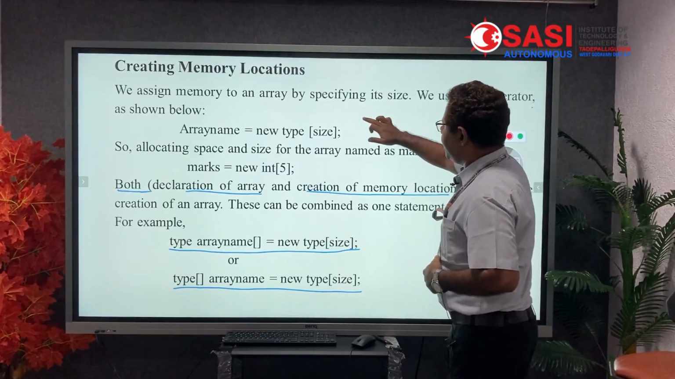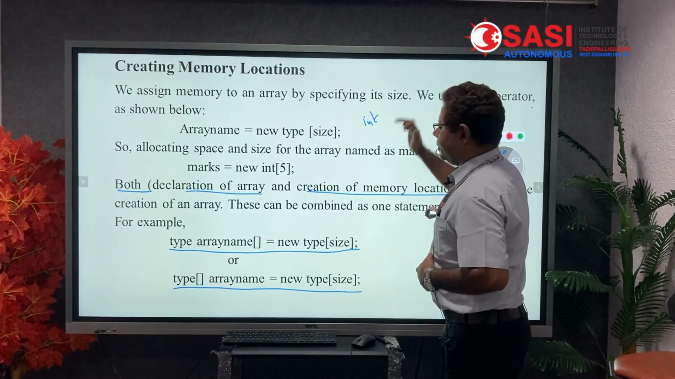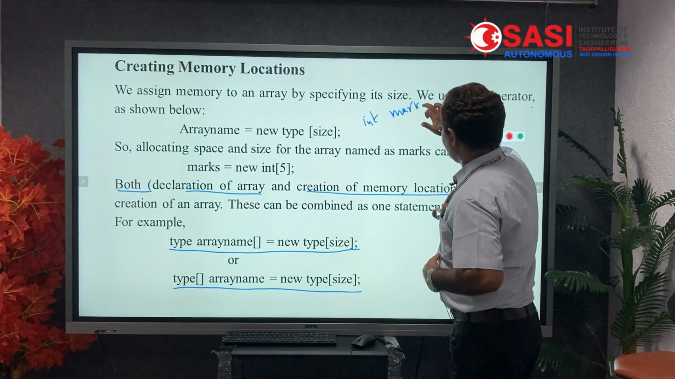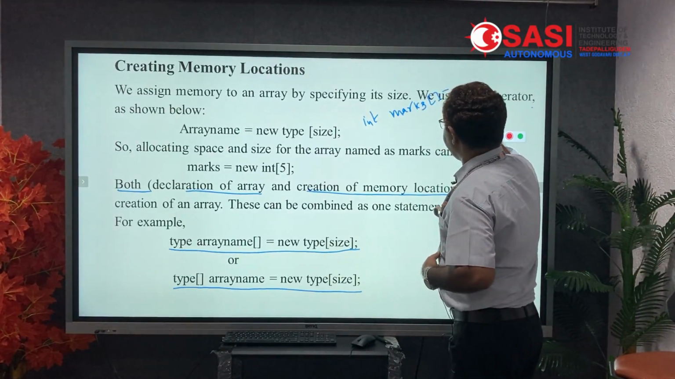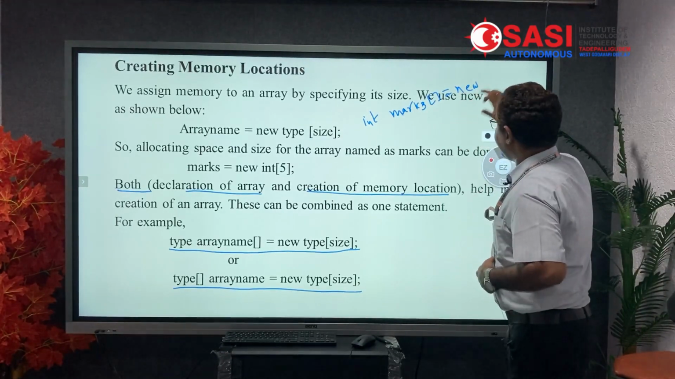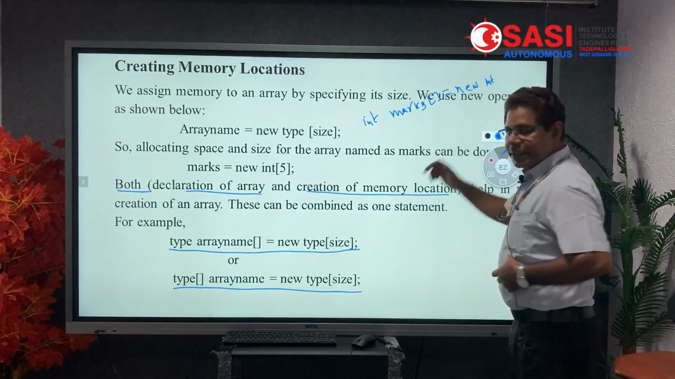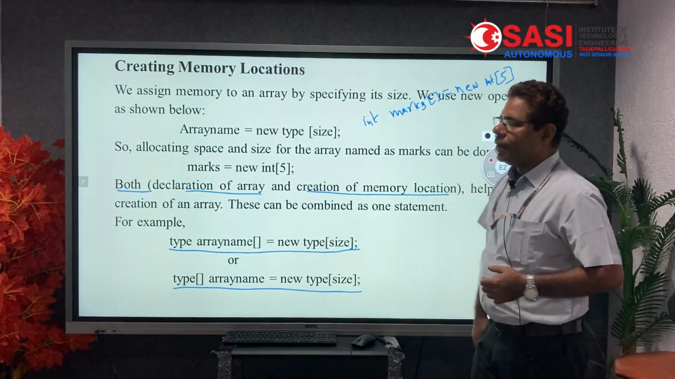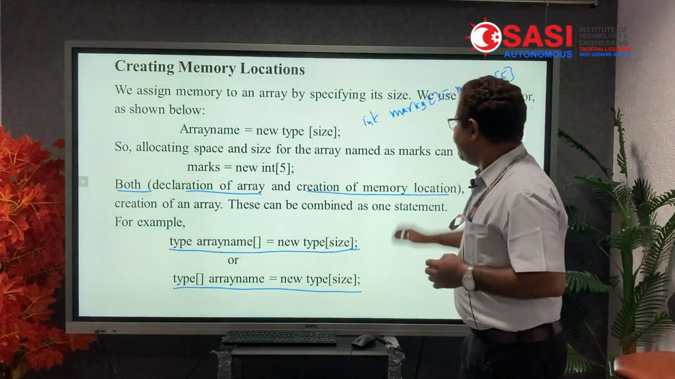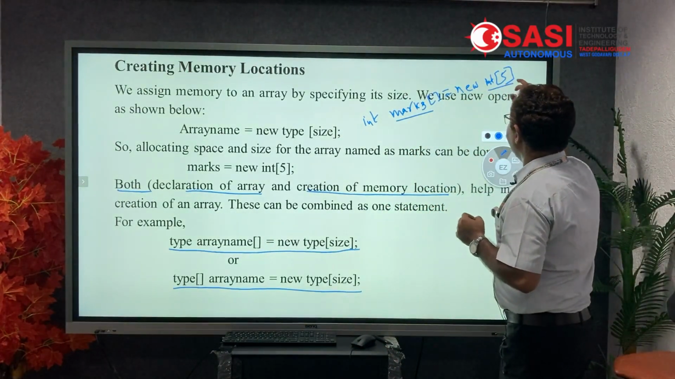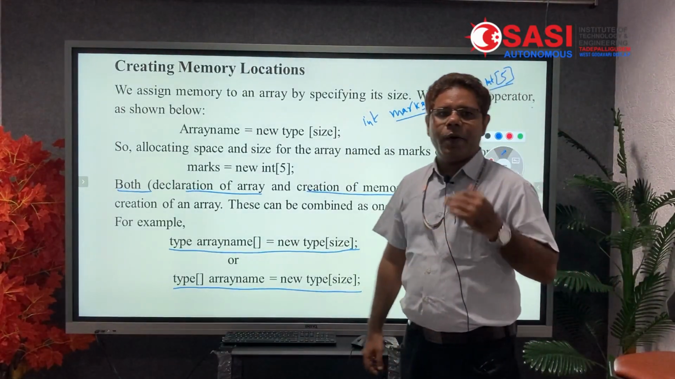For example, type is int, array name is marks, equal to new operator of type int, size is 5. So here we are declaring an array marks. The size of that marks array is 5. So this is one way.